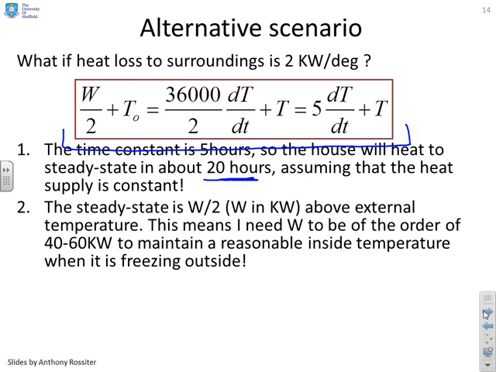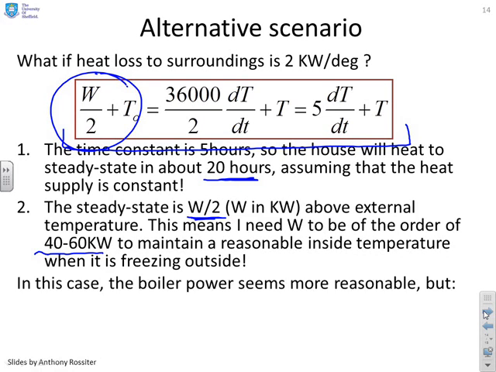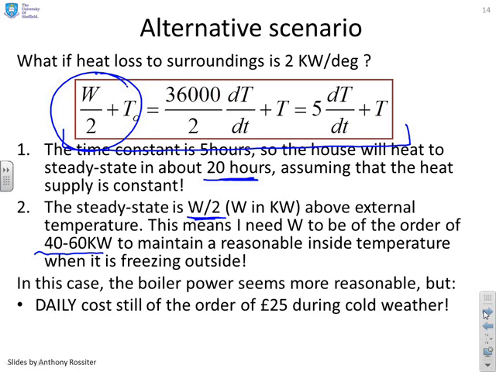The steady state, which is this term over here on the left, is now W over 2 above external temperature, and that means that W can be the order of 40 to 60 kilowatts to maintain a reasonable inside temperature. So you can see by changing K, by saying there's clearly something wrong, let's investigate what happens if I change one of those parameters, and that's what I've done here. Changing K changes the time constant, changes the boiler requirement. Now, in this case, the boiler power seems more reasonable, that's what you'd expect, but the daily cost is still of the order of £25 a day during cold weather, which is still rather higher than you would expect.